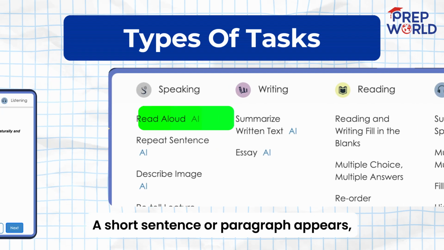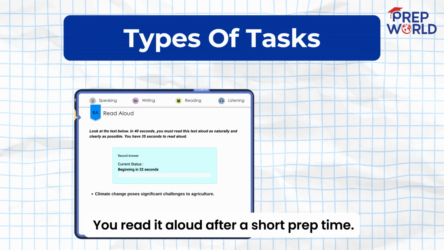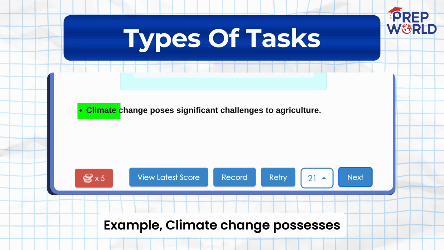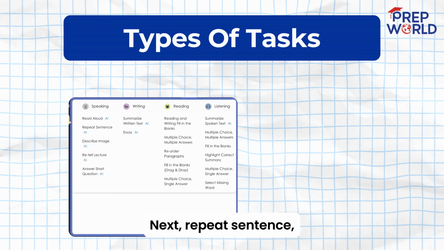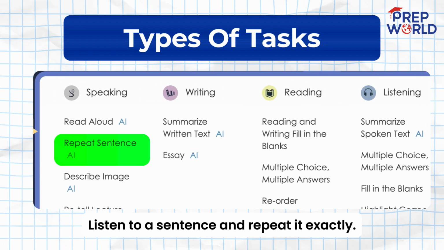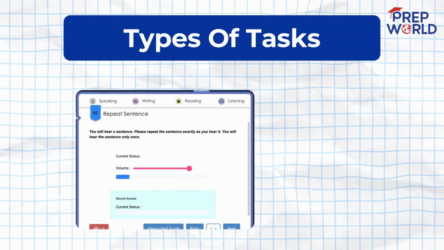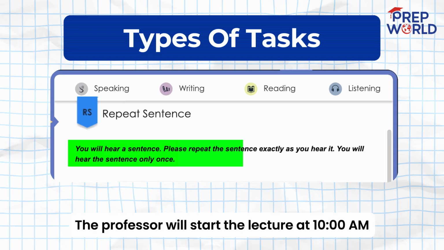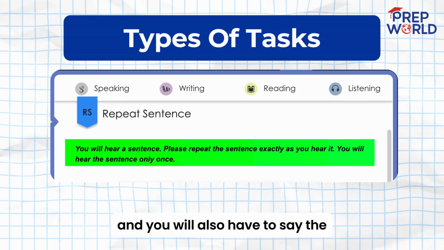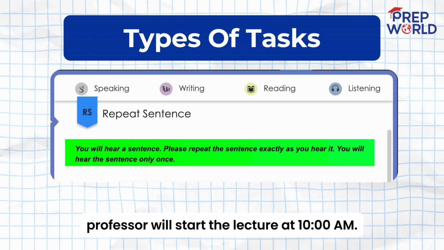A short sentence or paragraph appears. You read it aloud after a short prep time. Example, climate change poses significant challenges to agriculture. Next, repeat sentence. Listen to a sentence and repeat it exactly. Supposedly, if the audio says the professor will start the lecture at 10 am, you will also have to say the professor will start the lecture at 10 am.